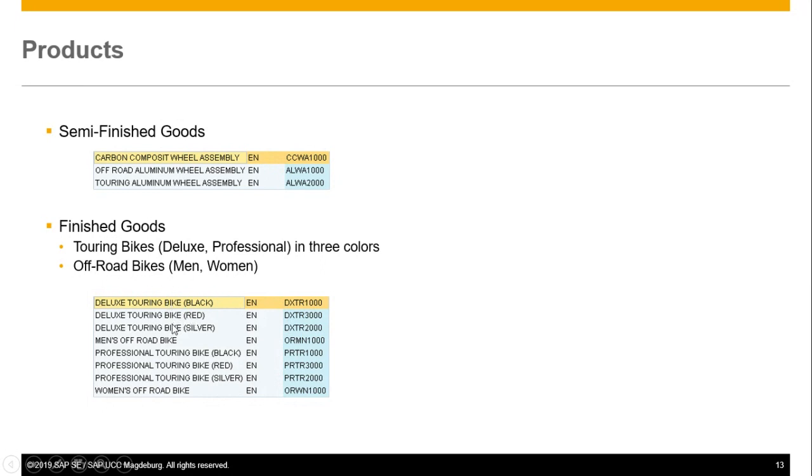Now, for this case study, as I said, you'll be selling the deluxe touring bike and the professional touring bike. What is their code? Please note down DXTR1, and then you should be using your 3 unique numbers. P for professional touring bike, PRTR1, and then your 3 unique numbers.